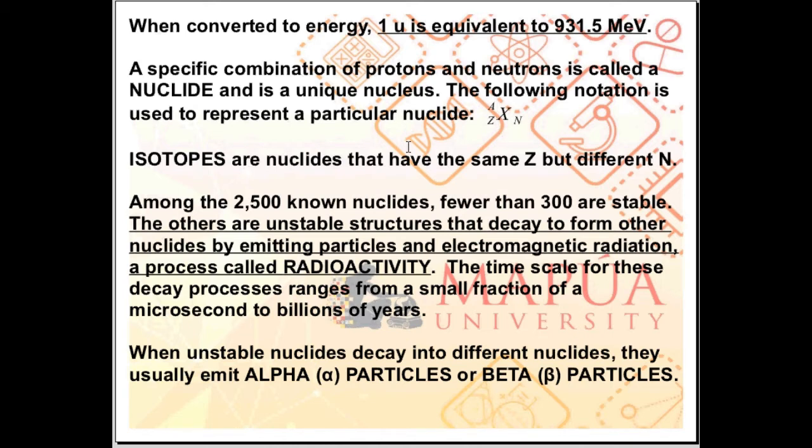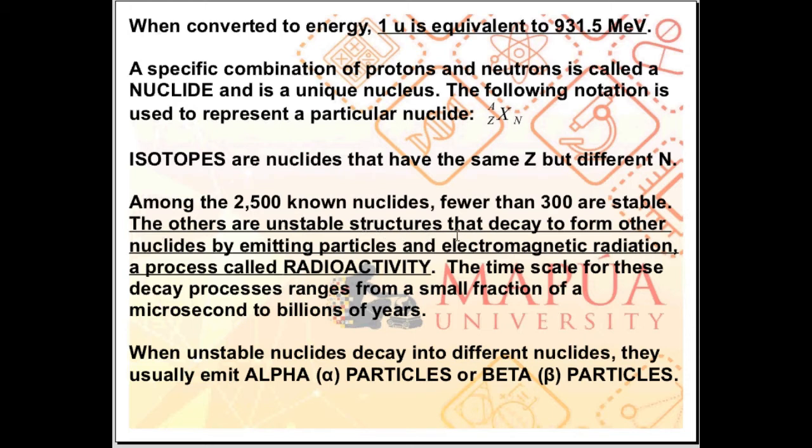Isotopes, on the other hand, are nuclides that have the same atomic number Z but different neutron number N. So same Z but different N. About 2,500 nuclides are known, but only fewer than 300 are stable. The rest are referred to as unstable structures.